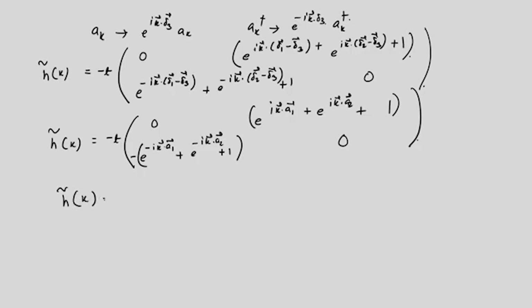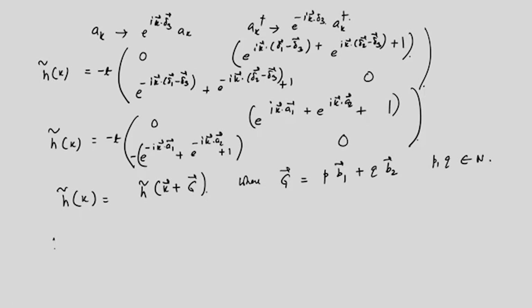Now one can actually verify that this h tilde obeys h tilde of k equals h tilde of k plus G, where G is the proper reciprocal lattice vector, which is defined as p b1 plus q b2, with p and q integers. All right, so this is the form.